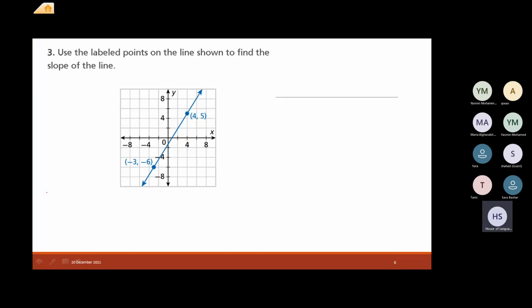To find the slope, I need 2 points. We say that this is x1, y1, and this one is x2, y2. In order to find the slope, we say that the slope is equal to delta y over delta x. It means the difference of y over the difference of x. Difference of y, I mean that I have to go from 5 to -6.